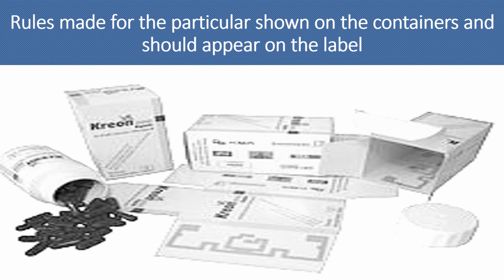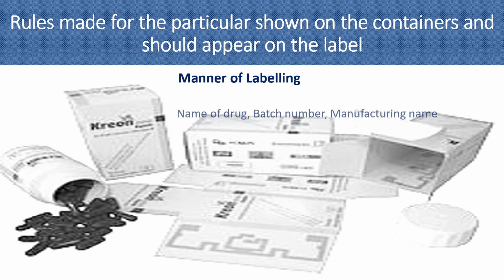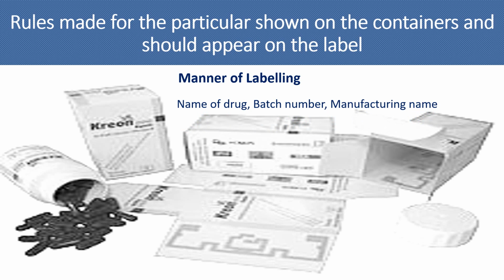So let us see the first, the manner of labeling. Under that manner of labeling, first of all the name of the drug, then batch number and manufacturer's name should be there on your package or your container's package. There will be the necessity of name of drug, batch number and manufacturer's name. Then date of expiry of potency, which is very important. Then particulars related to the potency and official standards.